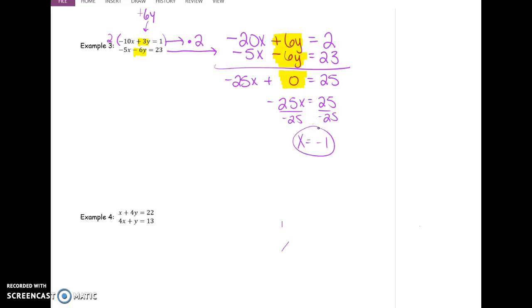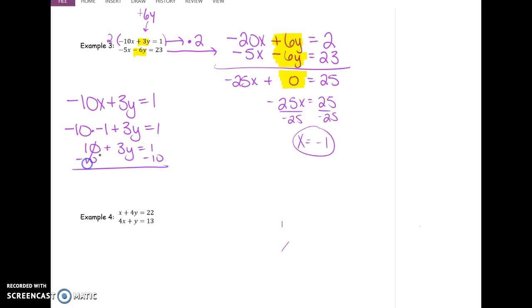Now we get to pick an equation. We could pick the original equation before we multiplied it. We could pick the original second equation, or we could even pick the equation after we multiplied it. I would suggest picking the equation that looks the easiest. I'm just going to pick the negative 10x plus 3y equals 1. X is negative 1, so plug negative 1 in. That would be positive 10 plus 3y equals 1.